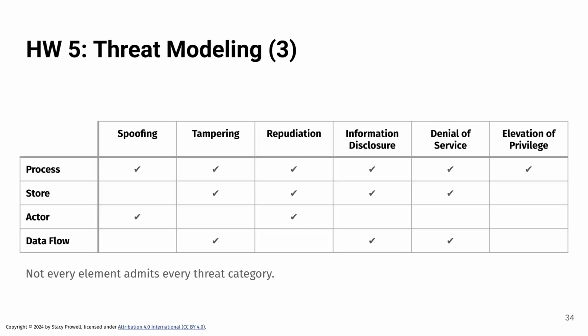What I mean by that? For each one of the components, you don't necessarily get to enter all of the information. For a process, yes, you can enter anything from the whole STRIDE spectrum. But for an actor, you can only talk about that actor spoofing or repudiating an action. You can't talk about tampering, etc. The tool is set up to try to guide you in the right direction on this. So not every element admits every threat category.